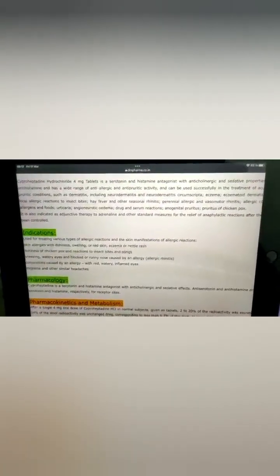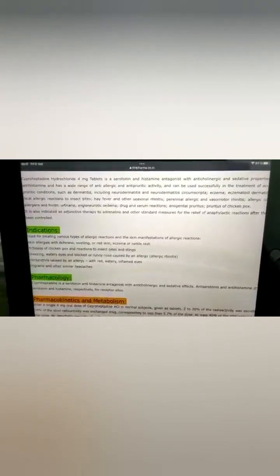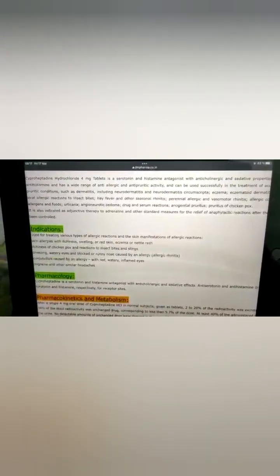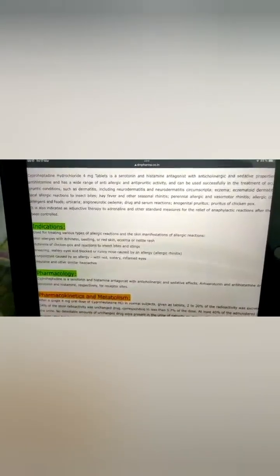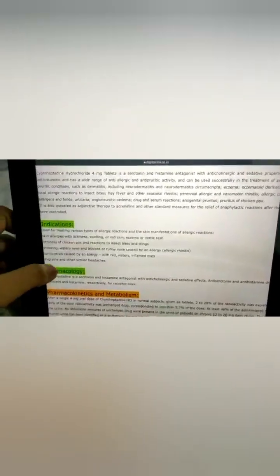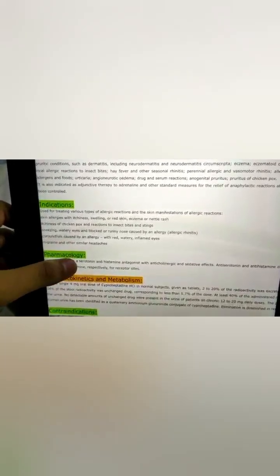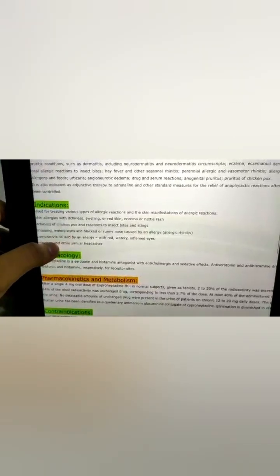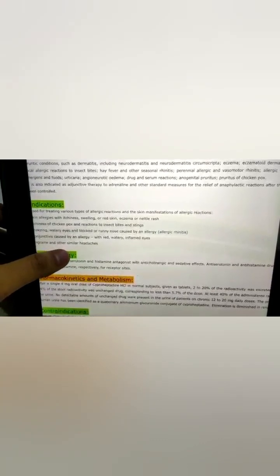It is also an antihistamine with antipyretic and anti-allergic action, used to treat conditions such as dermatitis, including neurodermatitis, eczema, and so on. Its indication is that it's generally used for treating various types of allergic reaction and skin manifestations of allergic reaction. Sneezing, watery eyes, and blocked or runny nose caused by an allergy, conjunctivitis caused by an allergy with red, watery, inflamed eyes. Now its pharmacology.